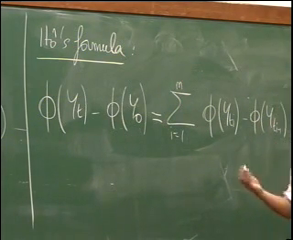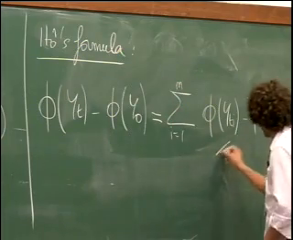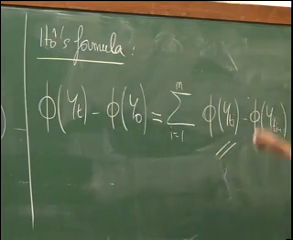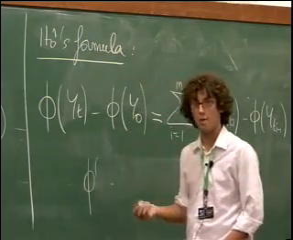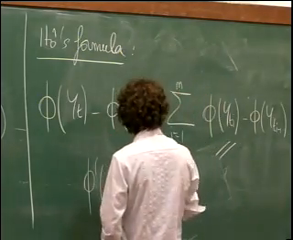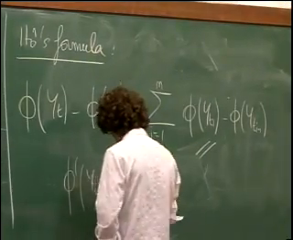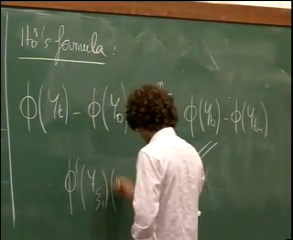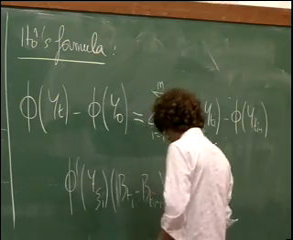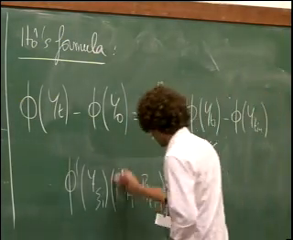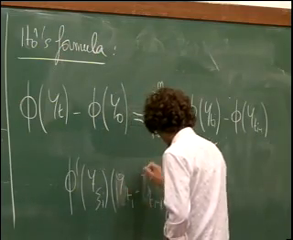OK? I sum the increments. And usually what I do here is that I'm writing this as phi prime. I use Lagrange theorem to say that phi prime of y c_i times (B_{t_i} minus B_{t_{i-1}}). Sorry, Y_{t_i} minus Y_{t_{i-1}}.